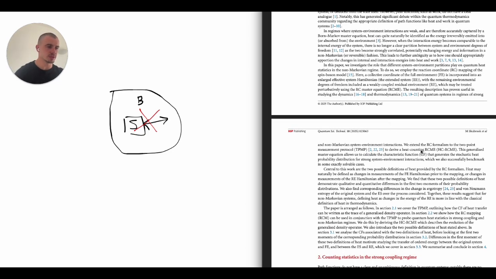So the way that we do this is by deriving what we call a heat counting reaction coordinate master equation. Now this generalizes the reaction coordinate master equation and lets us calculate what's called the characteristic function of the heat probability distribution. It's just a Fourier transform of the probability distribution.